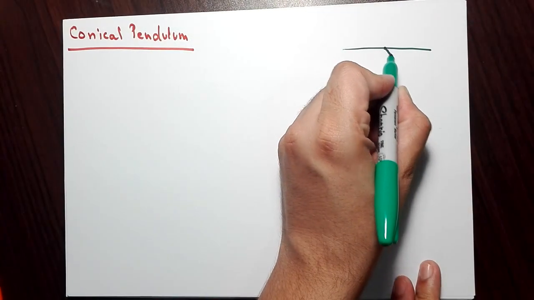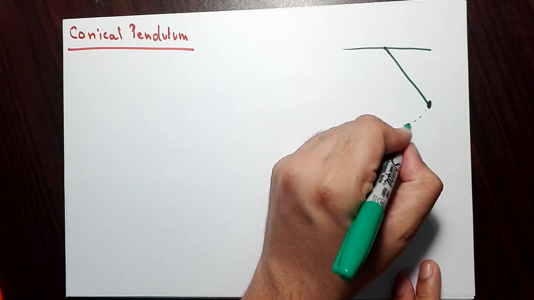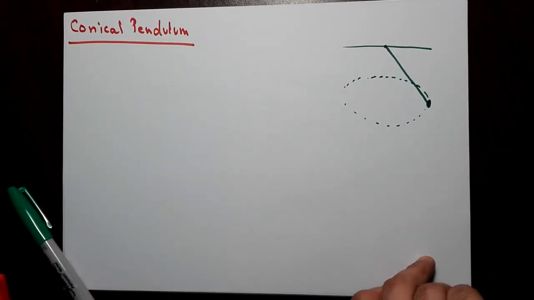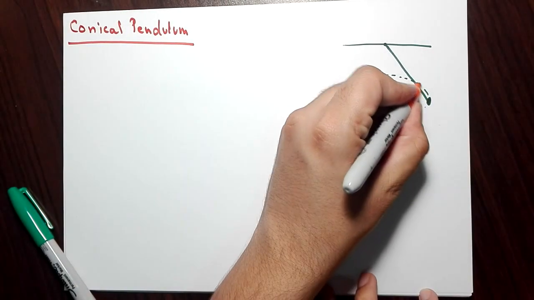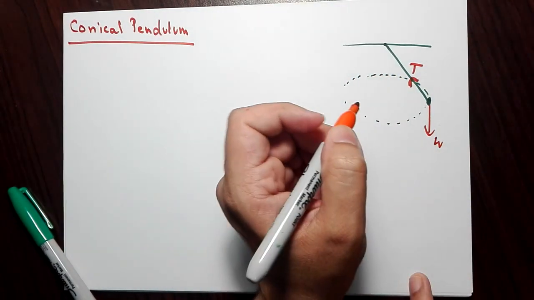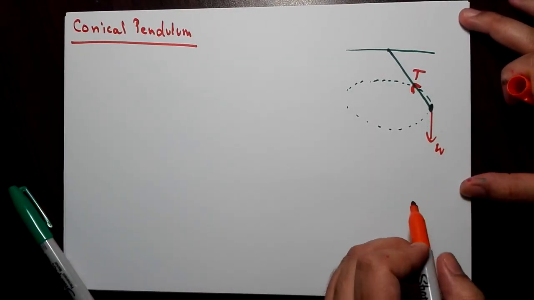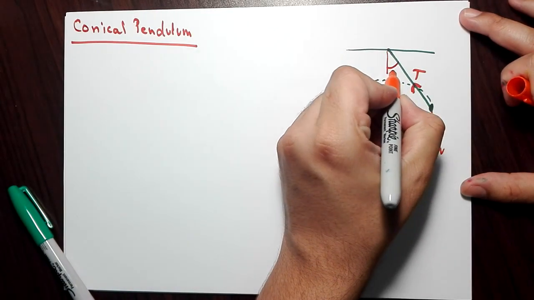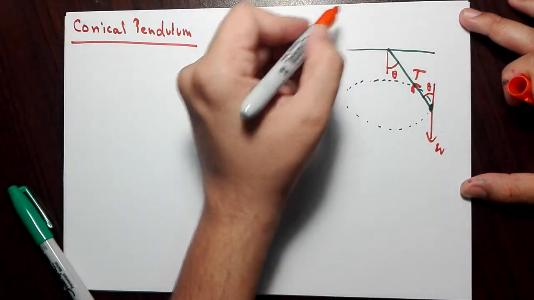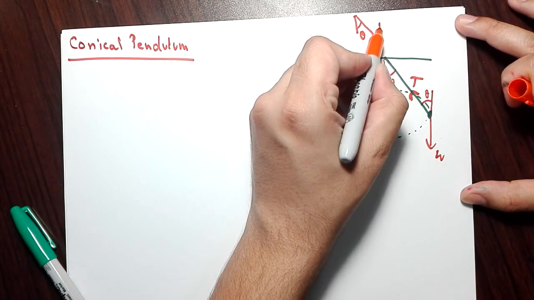Okay, so let's say this is the mass, and it's moving in a horizontal circle. The forces acting on the mass are just tension along the string and weight, which is straight down. Now let's call this angle theta. If this angle is theta, this is also theta. Simple situation, this is theta, then this is theta.